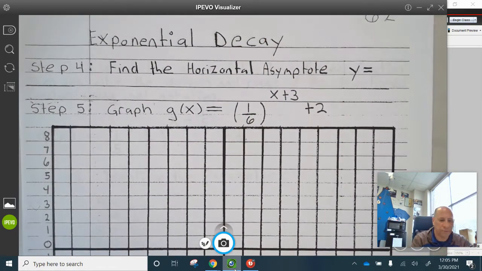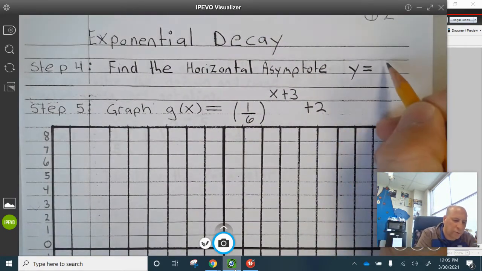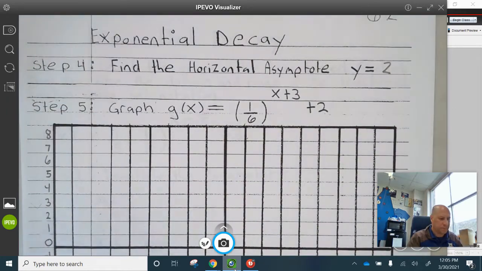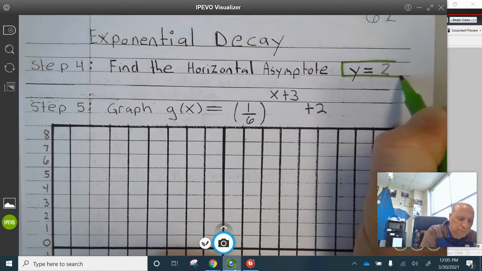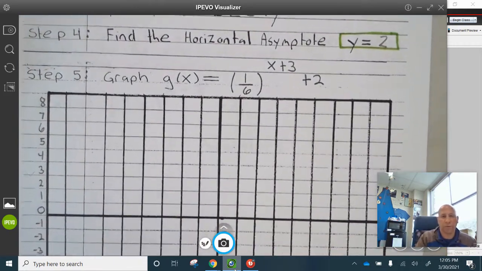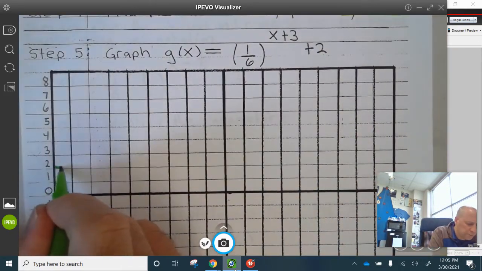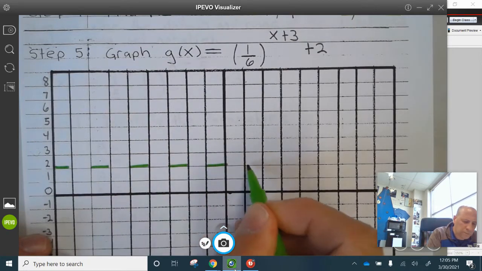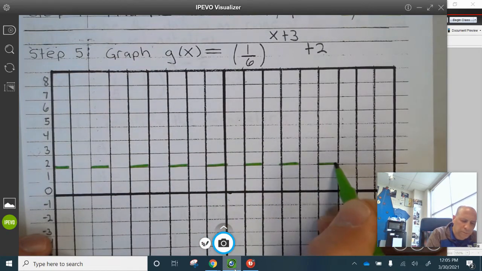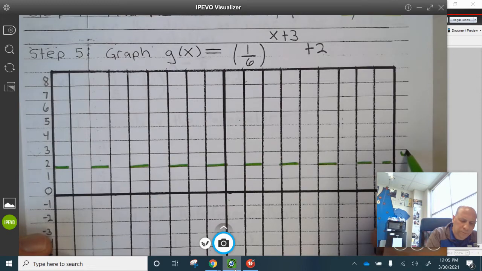Now, find the horizontal asymptote. Well, that's that value right there. So y equals 2. Let's graph that horizontal asymptote at y equals 2.